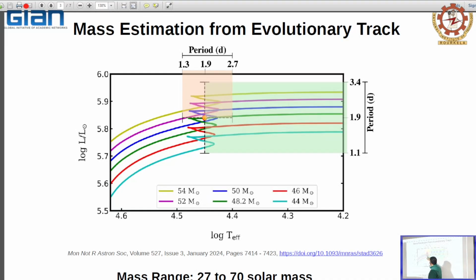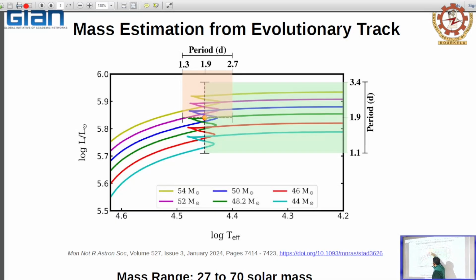Now if you try to see which mass coincides with this one, you see a mass close to 48.2 solar mass passing through the average location of this star. So we have some idea that maybe the mass of the star is close to 48 solar mass, but we still don't know because there is a large uncertainty. Previously it has also been reported that the star has a luminosity ranging from 5.95, or close to 6, to 5.7.